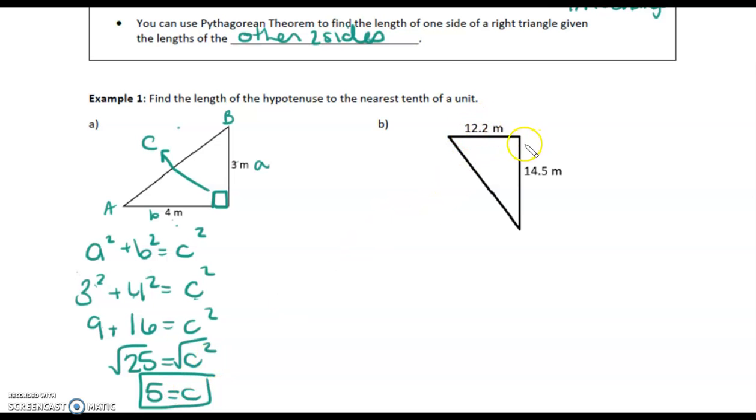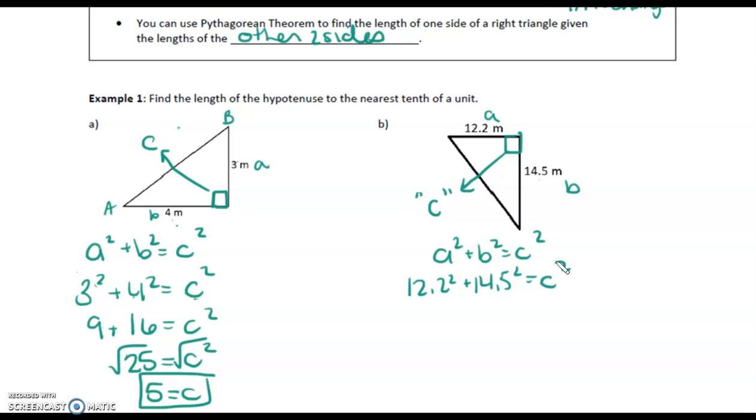For example B, we're going to locate the right angle, and we're going to put an arrow through to the hypotenuse. So this side is going to be c. So we have a squared plus b squared equals c squared. 12.2 and 14.5, it doesn't matter, we'll call these a and b. So 12.2 squared plus 14.5 squared equals c squared.